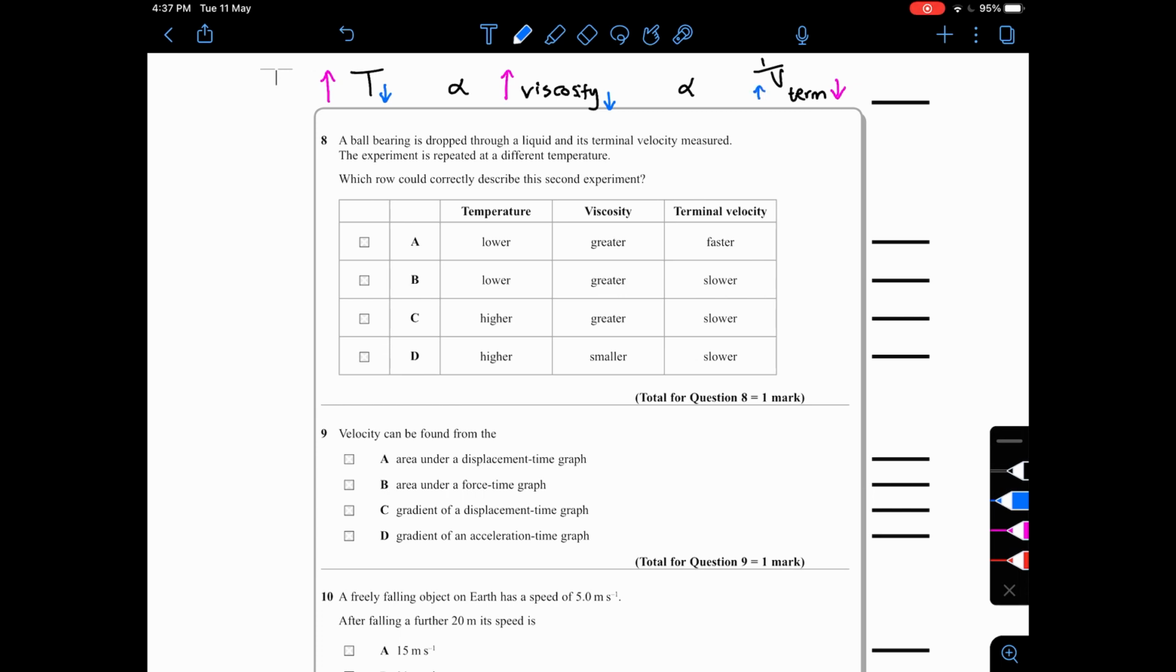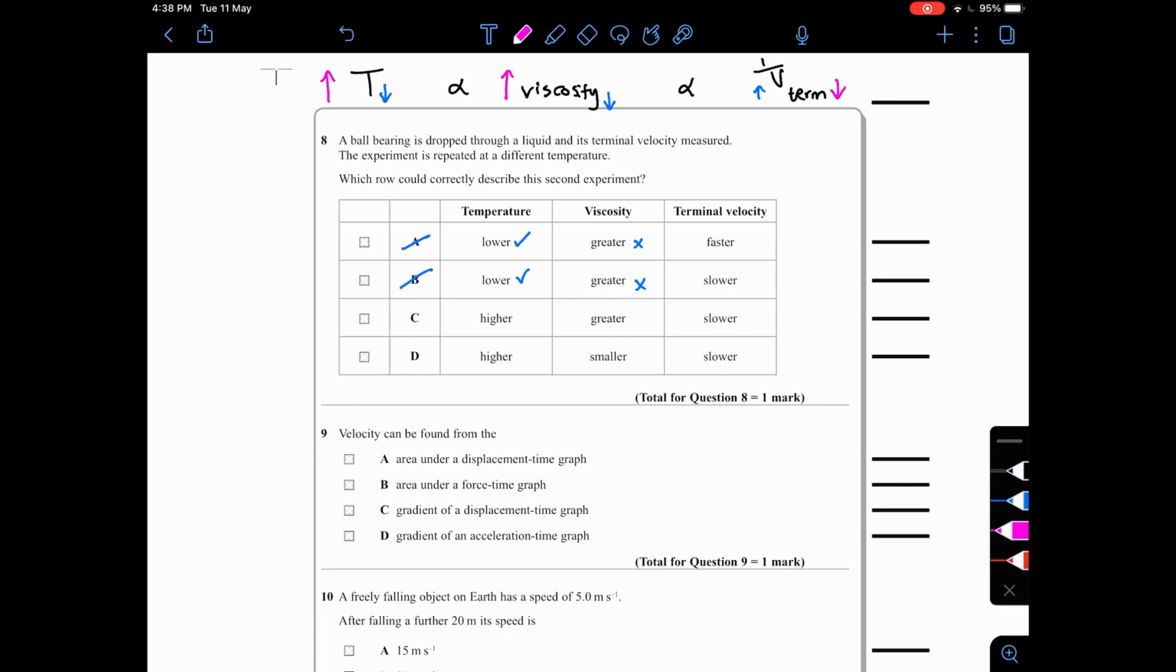So if we lower the temperature, what happens to viscosity? It should decrease. That is not the case, so we can already get A out of the equation. Same thing with B, so lower. Viscosity is greater. No, that's not what we want, so we can get rid of it. Now we're looking at the pink arrows.